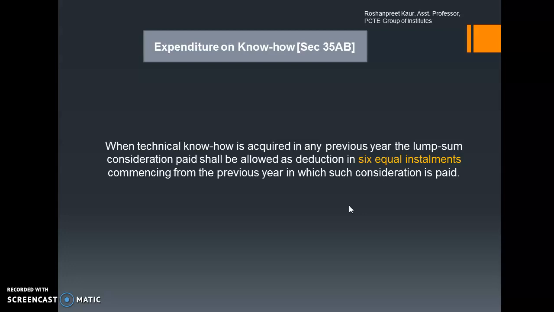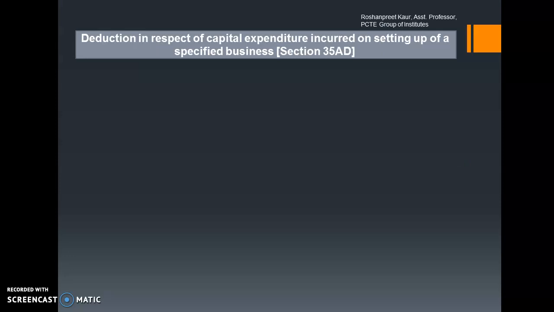be allowed as deduction. Another thing here is deduction in respect of capital expenditure incurred on setting up of specified businesses under Section 35AD. Now this Section 35AD actually talks of certain specified businesses. If the person is doing business under such a specified list, then this deduction is allowed.